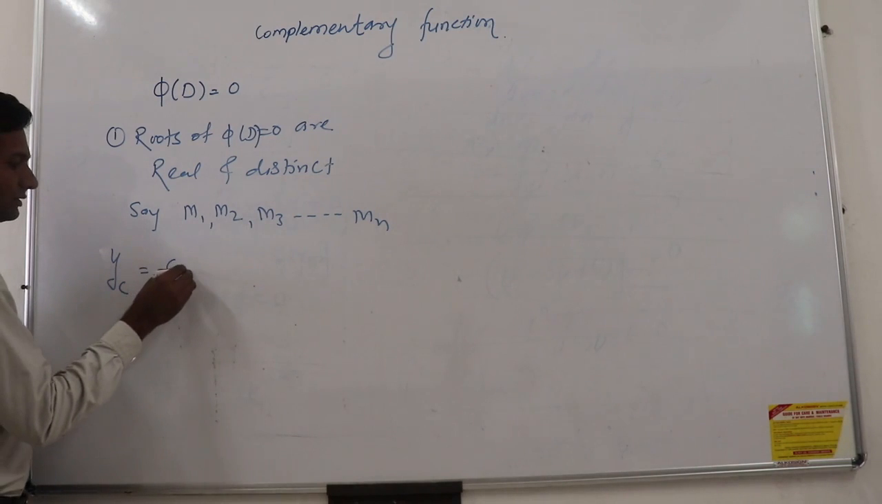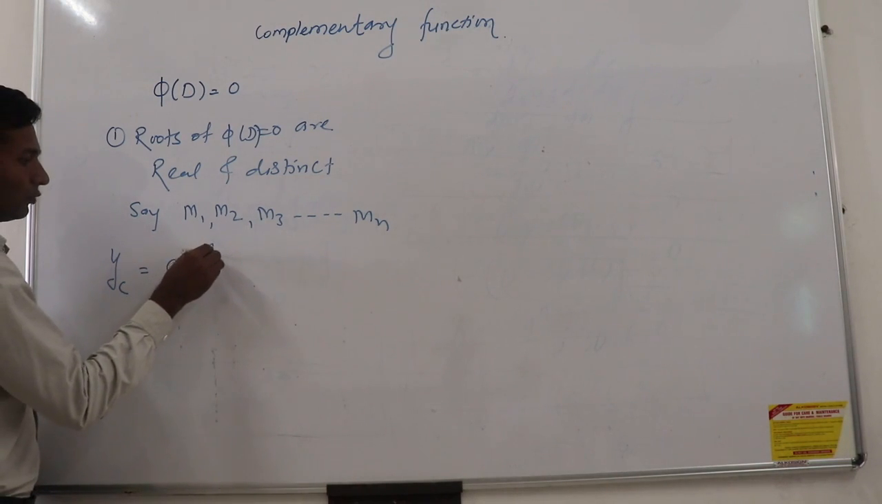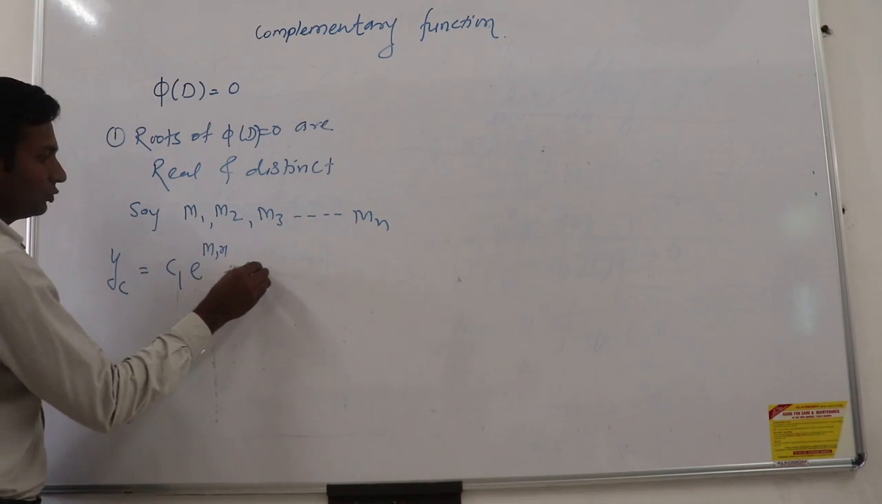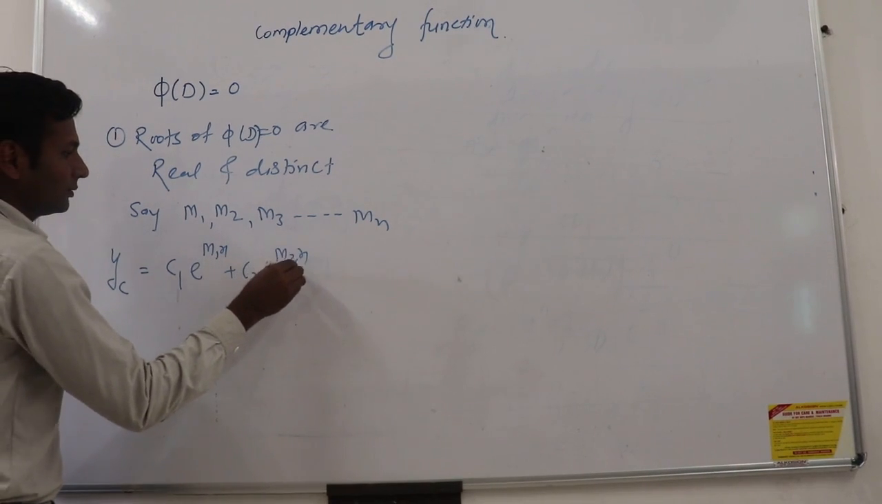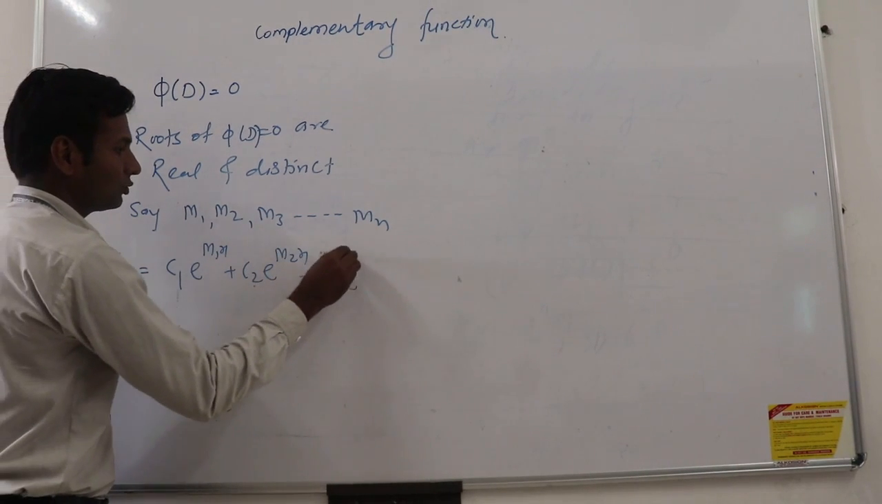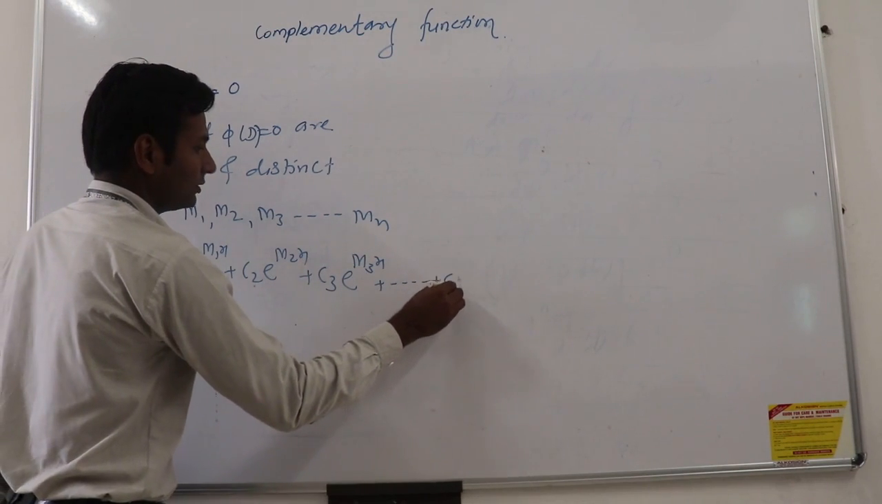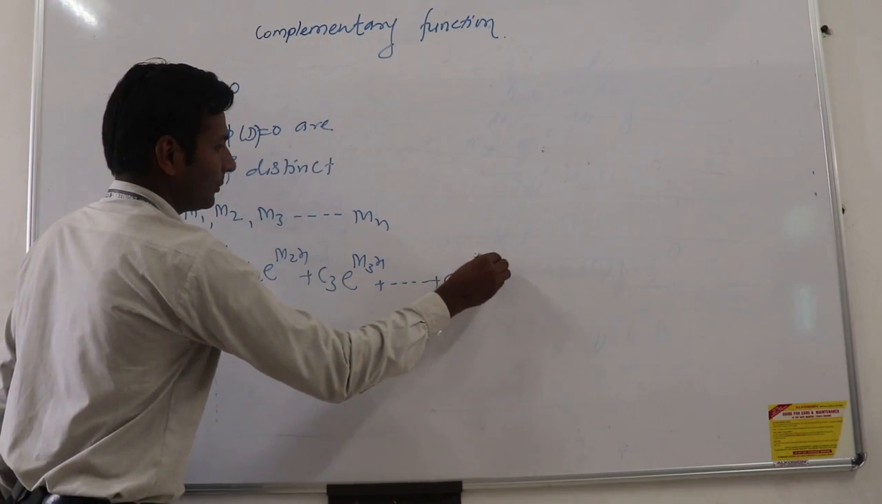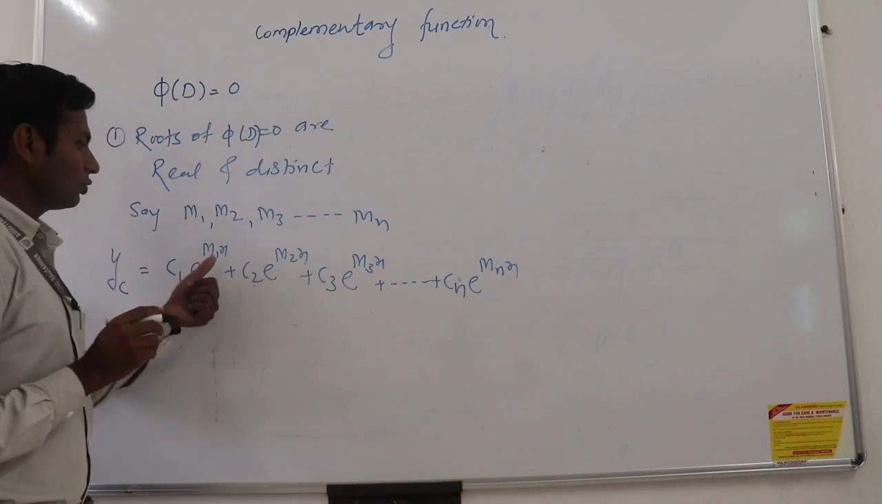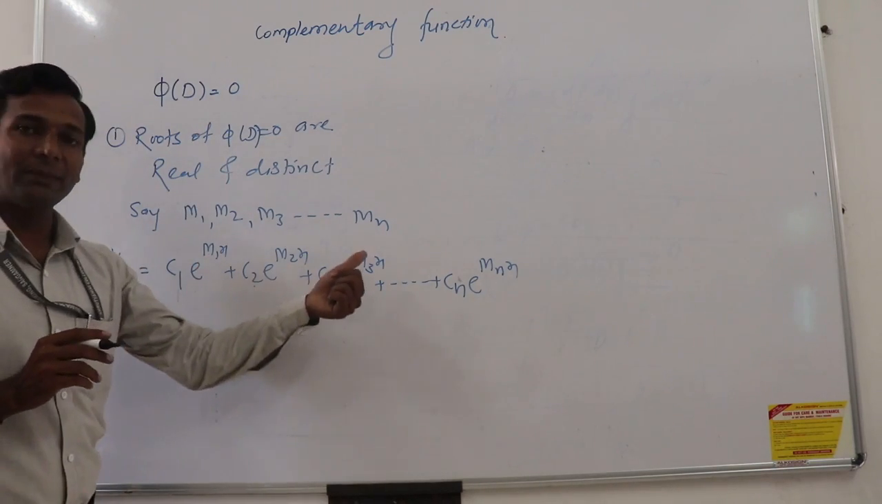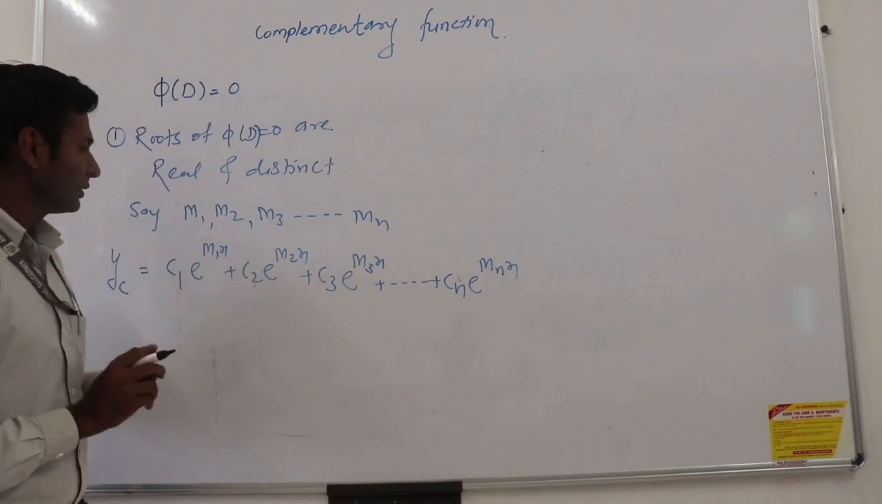Then yc is equal to c1 e raised to m1x plus c2 e raised to m2x plus c3 e raised to m3x plus and so on, cn e raised to mnx. The roots in the coefficient of x, m1, m2, m3, mn, are all interchangeable.